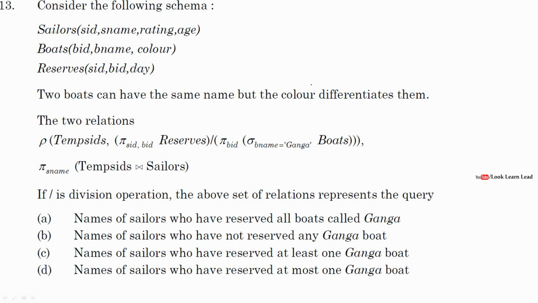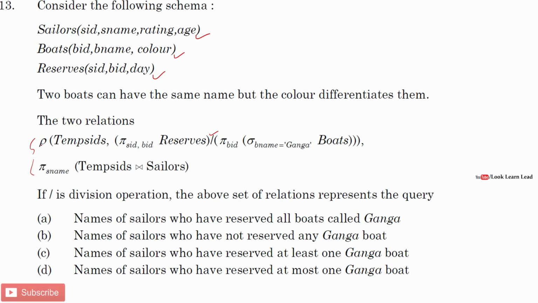In this question, we have to consider the schema. We have 3 schemas: sailors, boat, reserves. Two boats can have the same name, but the color differentiates them. Now these are our 2 relations, and this is a division operator, and we have to see the output of these 2 relations. Let's take the first.